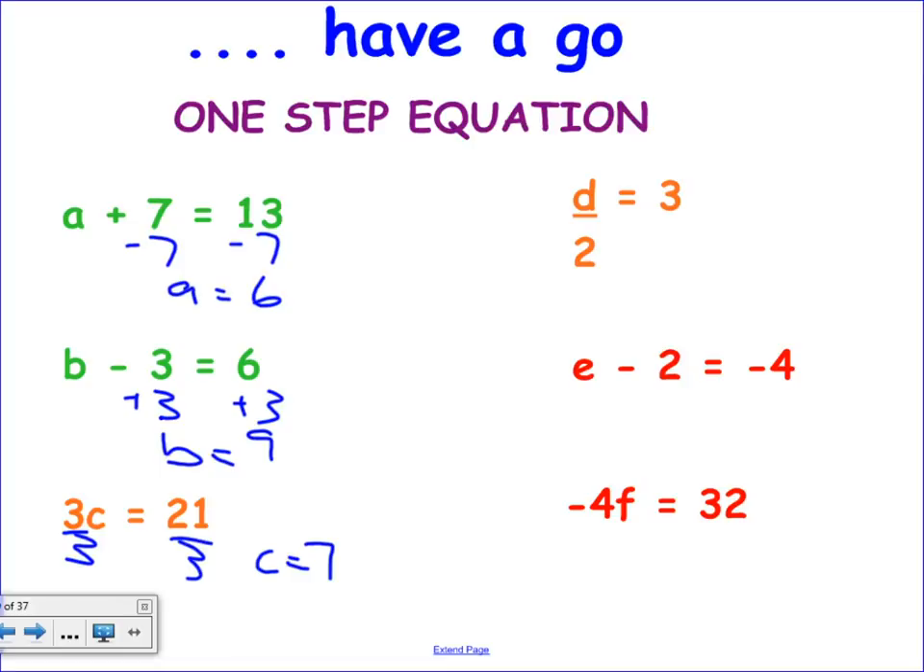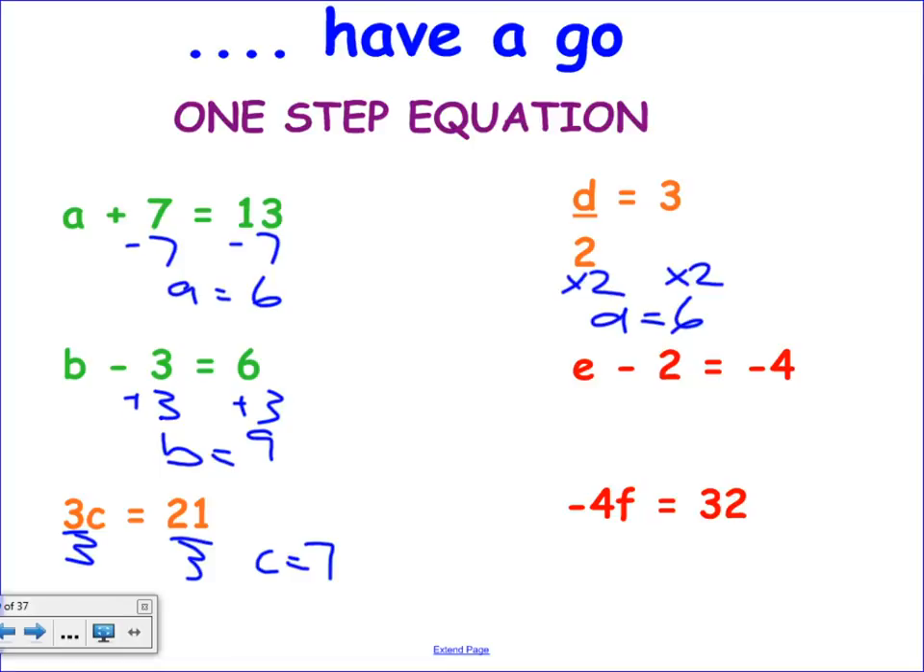The next one then, slightly more difficult. d is being divided by 2. So the opposite of dividing something by 2 is to multiply it by 2. If we multiply both sides by 2, d is on its own now because it's cancelled the divide by 2, and 3 times 2 is 6.